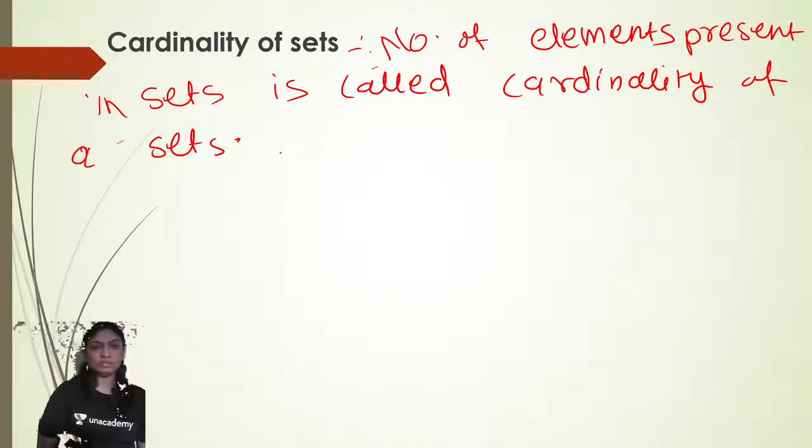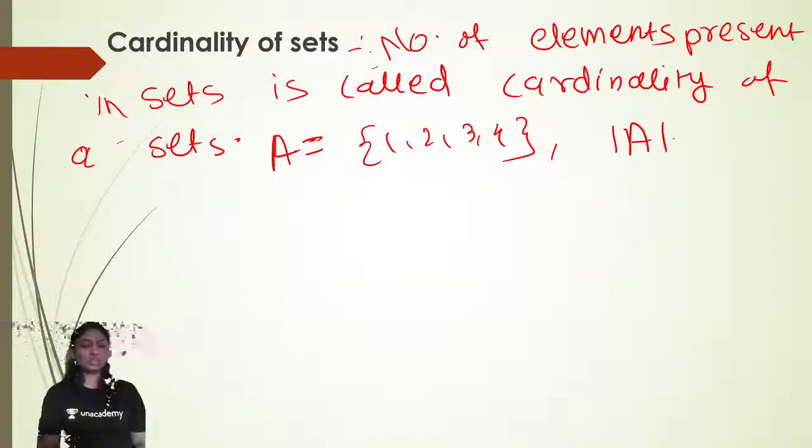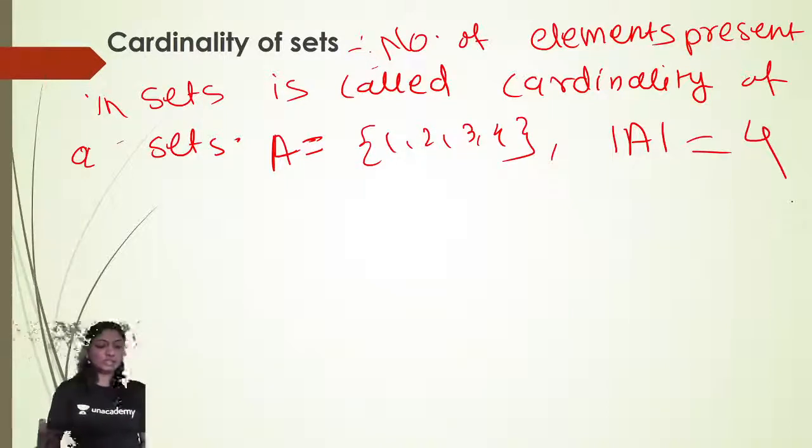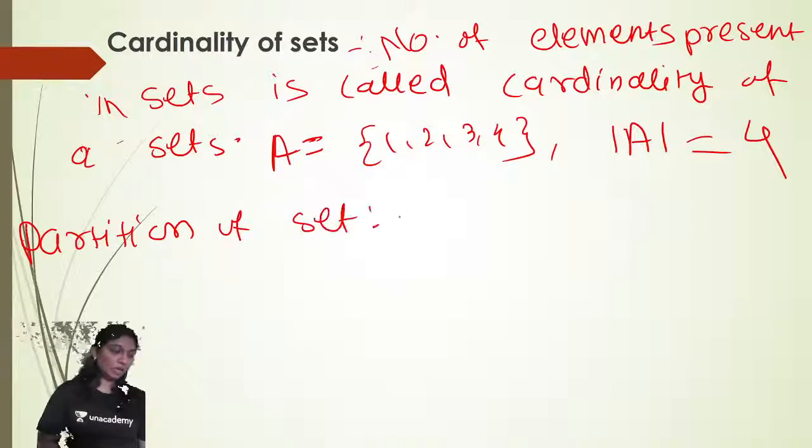For example, suppose A is equal to {1, 2, 3, 4}. So what is the cardinality of A? Cardinality of A is equal to 4. The number of elements present in that set is the cardinality of the set. Okay. Now next is partition of a set. What do you mean by partition of a set? Okay. Let A be the set.